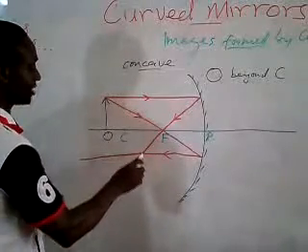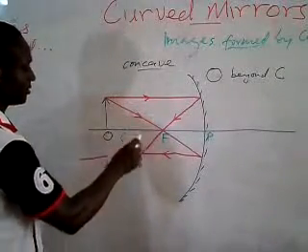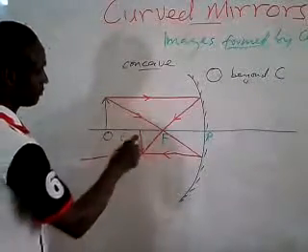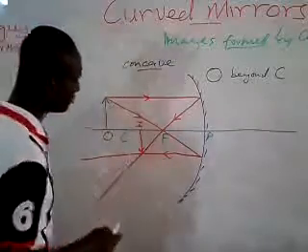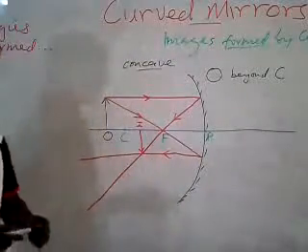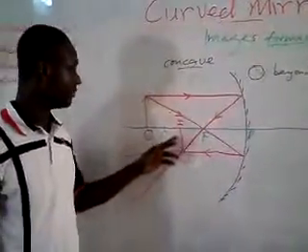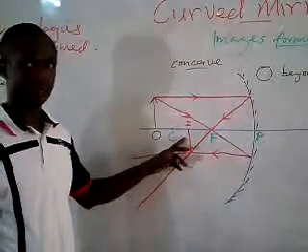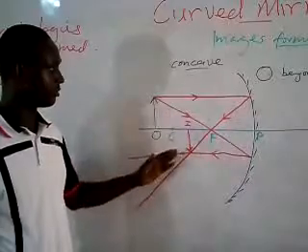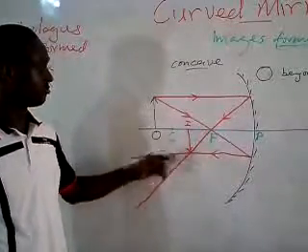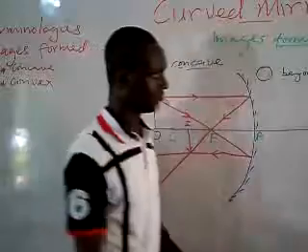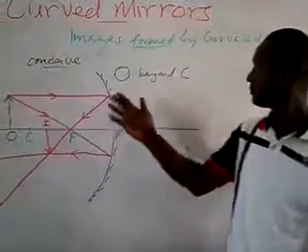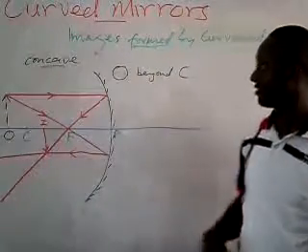Where the two rays intersect, they intersect at this point. We said that the image will be formed at that particular point. So here will be the image. And you can see the characteristics of the image. The image will be inverted, and it will also be real. The real image is formed because it is formed due to actual intersection of the rays. That is when the object is placed beyond the center of curvature.